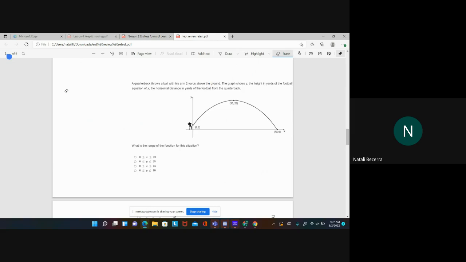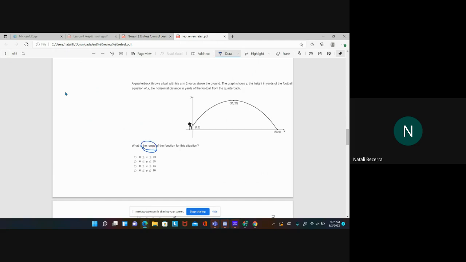All right, it says a quarterback throws a ball with his arms 2 yards above the ground. The graph shows y, the height in yards of the football, as a function of x, the horizontal distance in yards of the football from the quarterback. What is the range of the function?